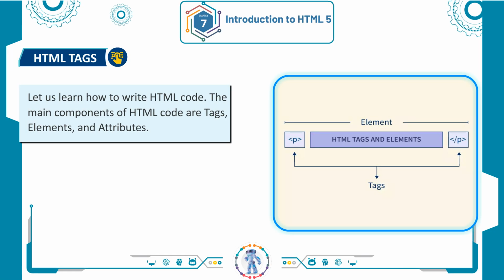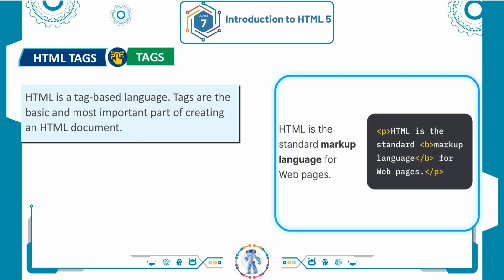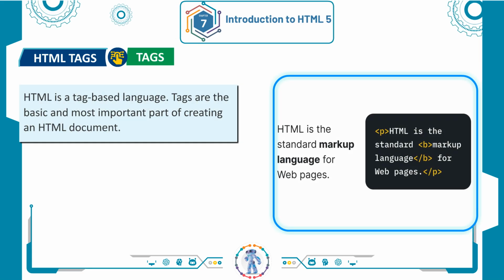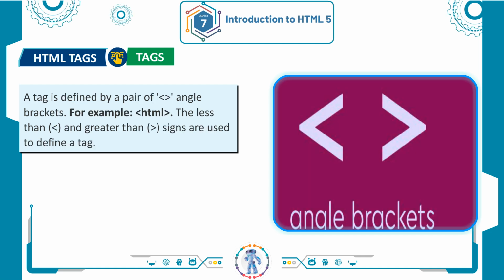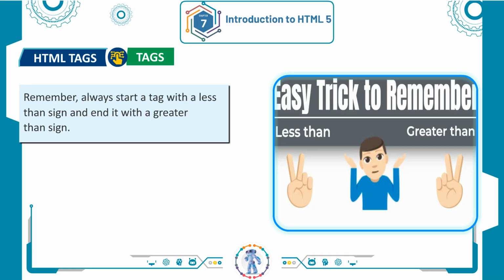HTML tags. Let us learn how to write HTML code. The main components of HTML code are tags, elements, and attributes. Tags. HTML is a tag-based language. Tags are the basic and most important part of creating an HTML document. A tag is defined by a pair of angle brackets. For example, <HTML>: the less than and greater than signs are used to define a tag. Remember, always start a tag with a less than sign and end it with a greater than sign.